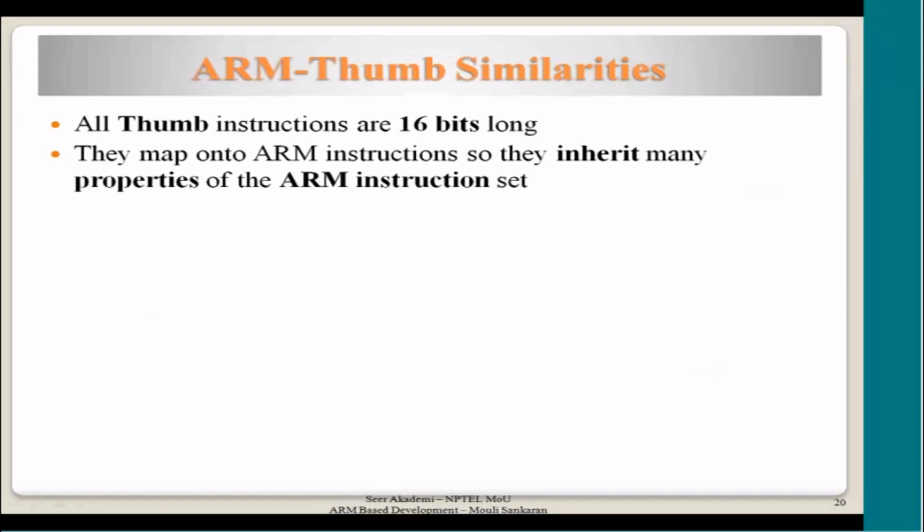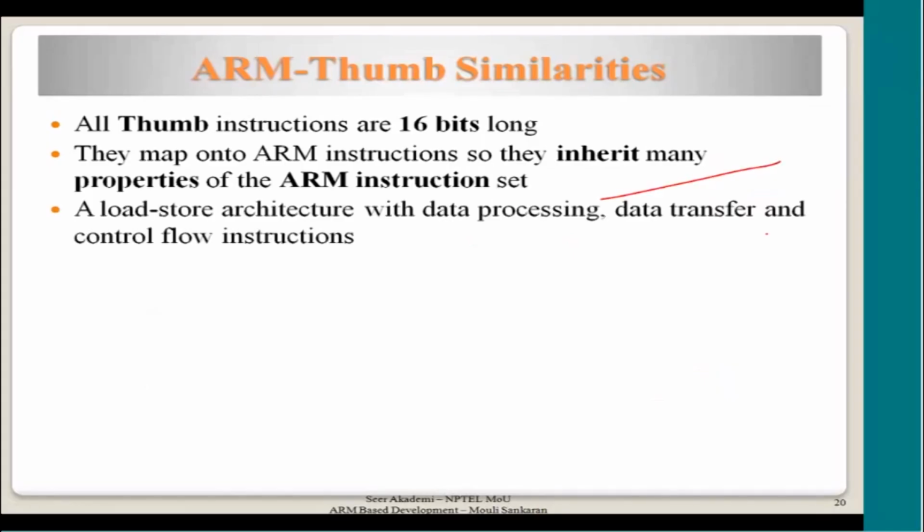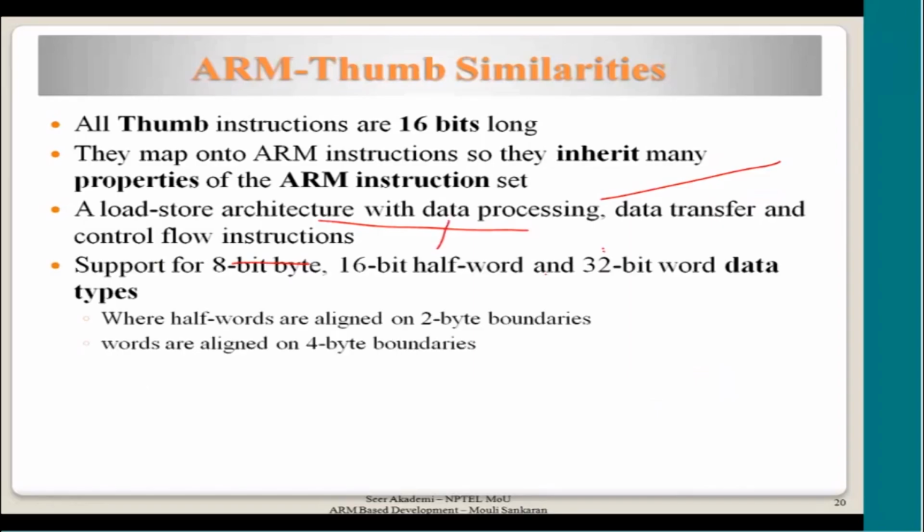Now let us just quickly look at the similarities. The thumb instructions are 16 bits long. You know that, and they map into ARM instructions, so they inherit many properties of the ARM instruction set. They exactly map, there is a one-to-one mapping. They also have the same load, store, data processing, data transfer, and control flow instructions. All of them are the same set of instructions. There is no change.